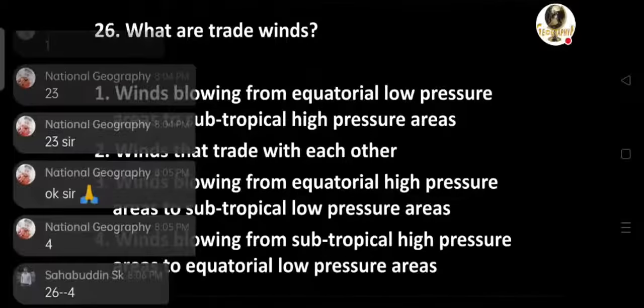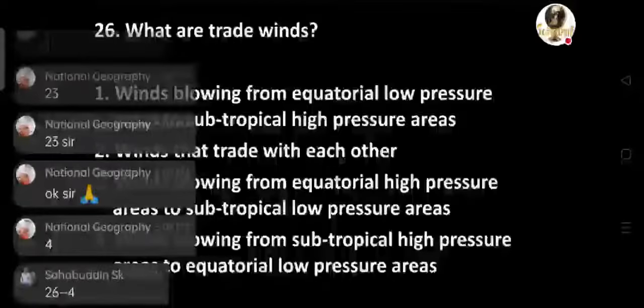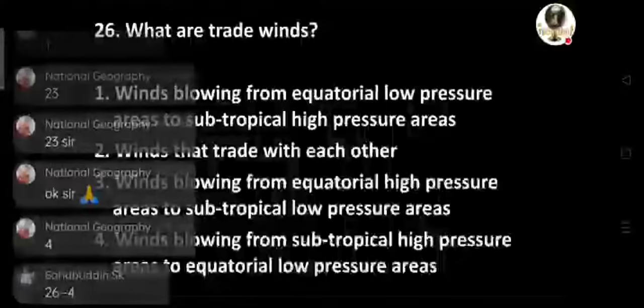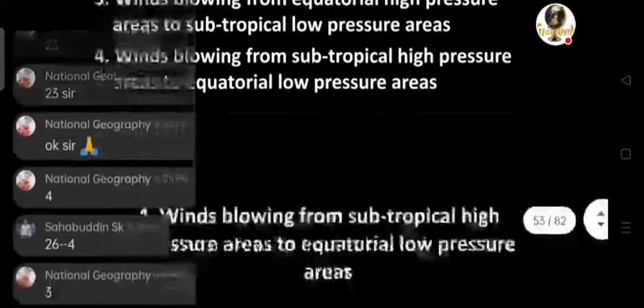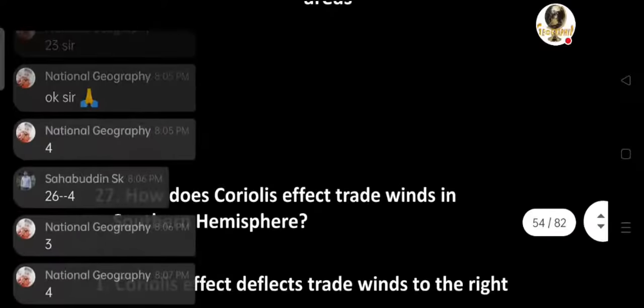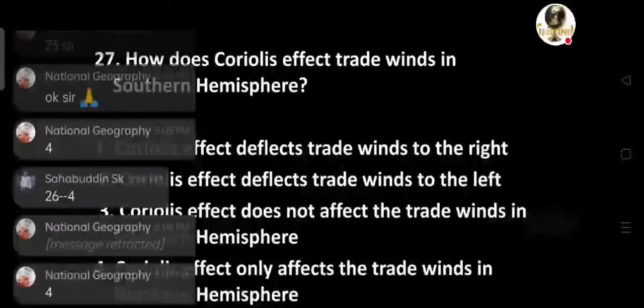Trade winds are extremely steady winds blowing from the subtropical high pressure area to the equatorial low pressure area, and they maintain a constant direction throughout their course. So definitely the answer is option 4: winds blowing from the subtropical high pressure area to the equatorial low pressure area. It is a very important question, and you must remember it carefully. Next, another question, question number 27, is very important.